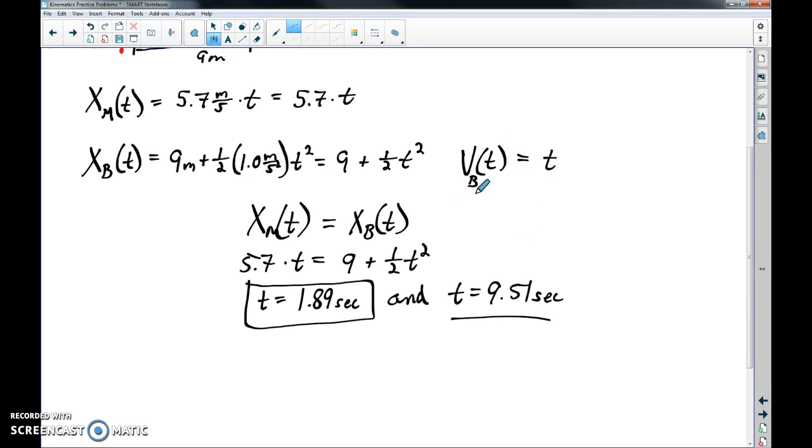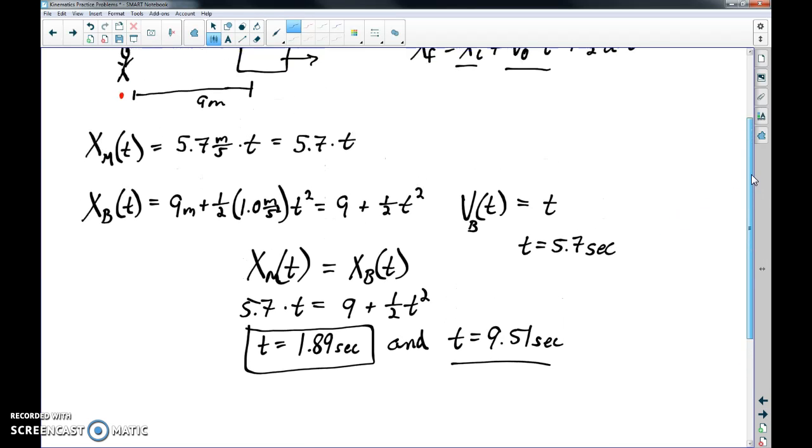What does that mean? That means to figure out when v of t equals 5.7, I just set this equal to 5.7. So t equals 5.7 meters per second. When does that happen? Well, that happens when t equals 5.7 seconds. In other words, the bus is going 5.7 meters per second at time 5.7 seconds.